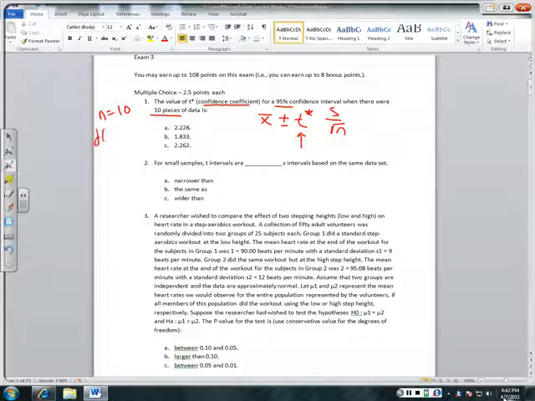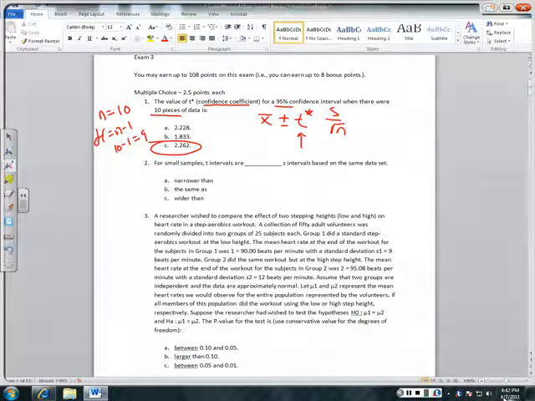So remember, the degrees of freedom is n minus 1, which is 10 minus 1 is equal to 9. So now all I have to do is pull out your t-table, and you get to the t-table, go to 95% confidence interval at the top, and then go down to 9 degrees of freedom, and the confidence coefficient is 2.262.